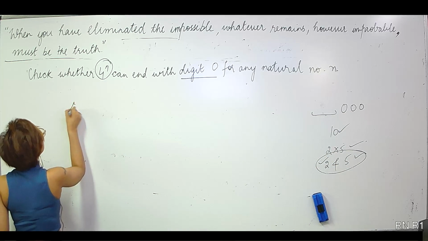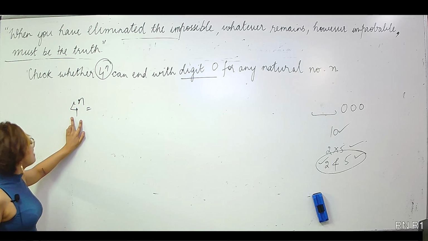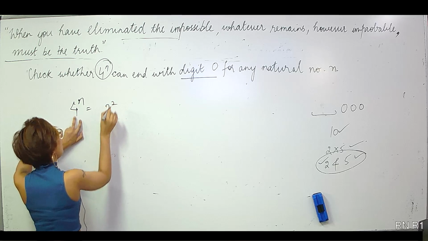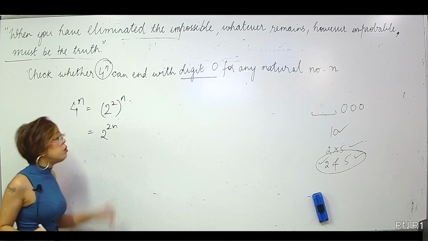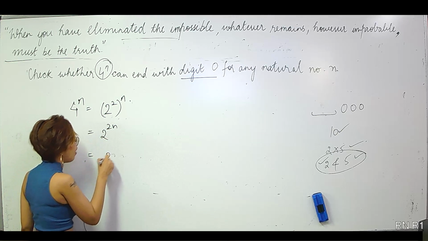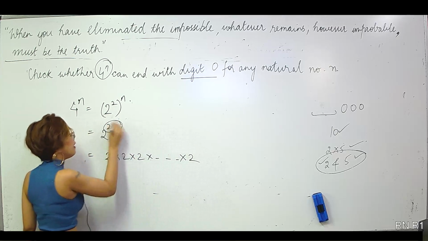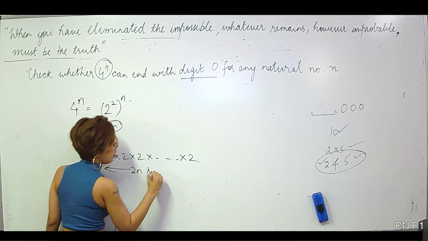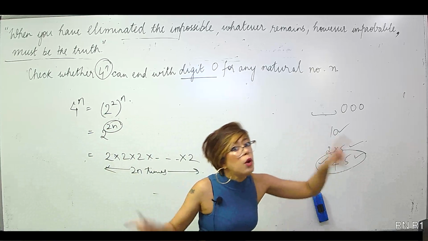So I have the number 4 raised power n. Obviously I will try to prime factorize it, but first I'll write 4 as 2 square whole raised power n, which is nothing but 2 raised power 2n. Now 2 raised power 2n, as in I'm multiplying 2 how many times? 2 into 2 into 2, so on into 2. How many times? 2n times. Right? Now I need to check whether 2 and 5 both are present or not.